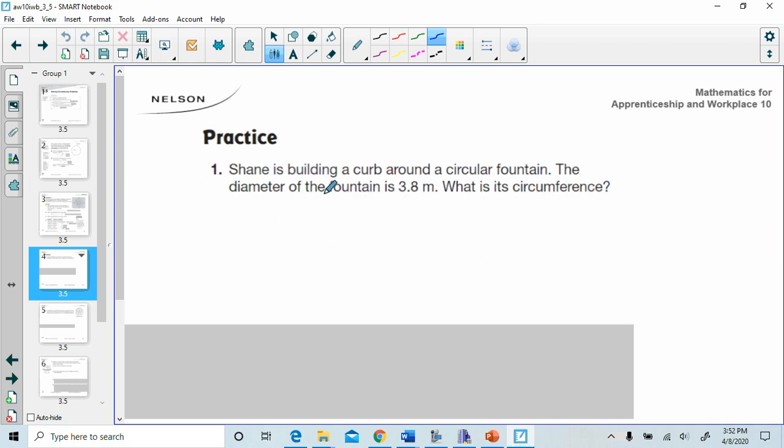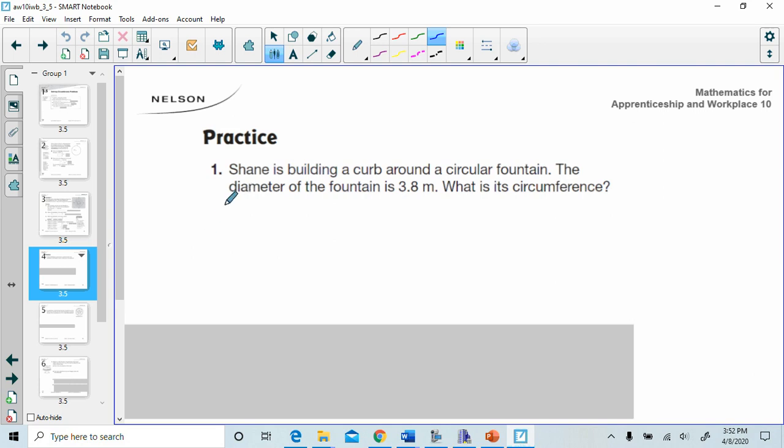This topic will be about solving circumference problems. So if we're looking at this question, we can see Shane is building a curb around a circular fountain. The diameter of the fountain is 3.8 meters, so we're looking for the circumference. Circumference on a circle is the perimeter. So we're looking for the distance around the circle.